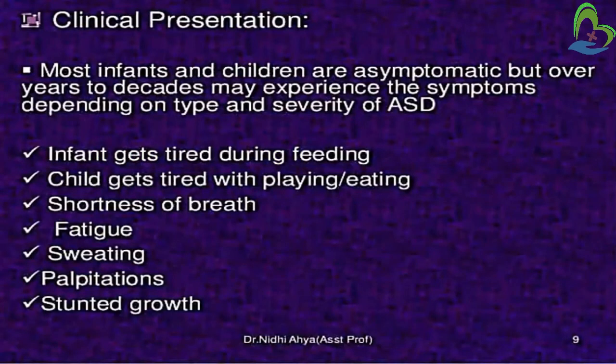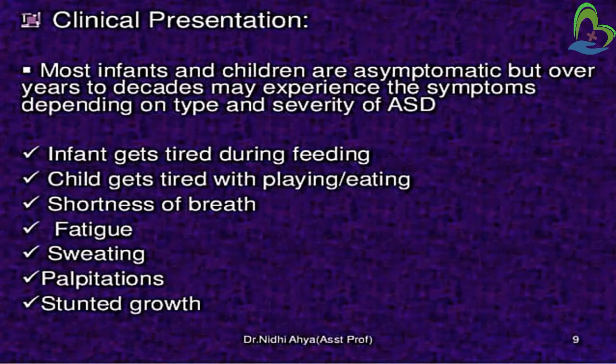Clinical presentation, that is signs and symptoms: most infants and children are asymptomatic, but over years to decades may experience symptoms depending on the type and severity of ASD. Okay, so most infants and children don't show any signs and symptoms, but after years, after 10 years, they will experience some of the symptoms, and these symptoms depend on the type and severity of atrial septal defect.